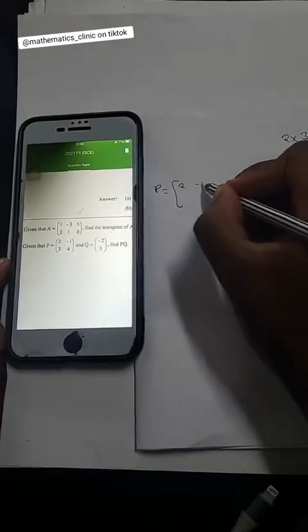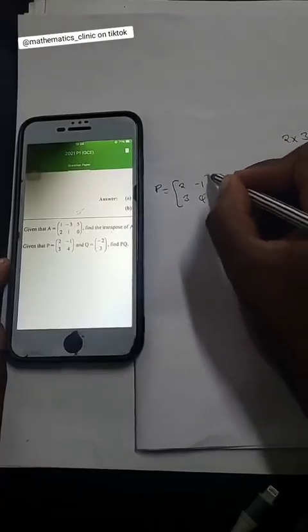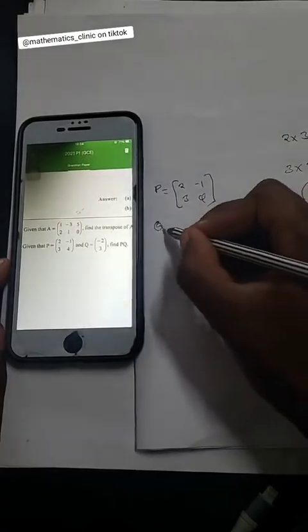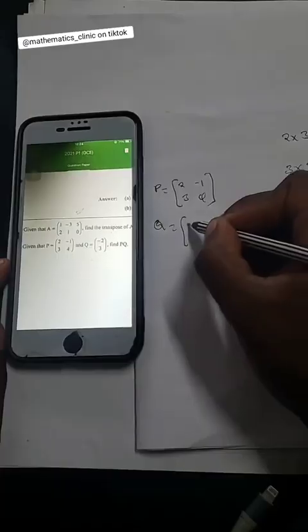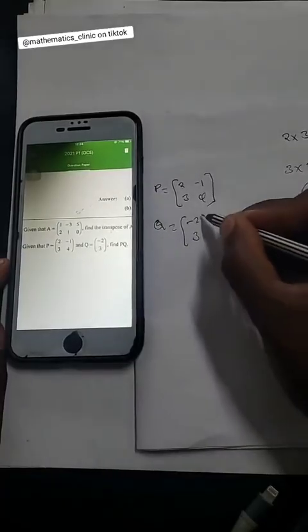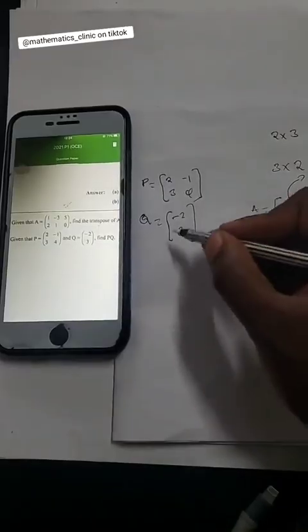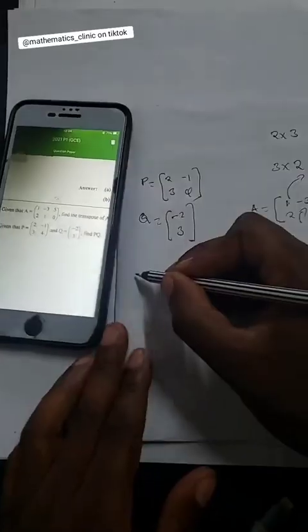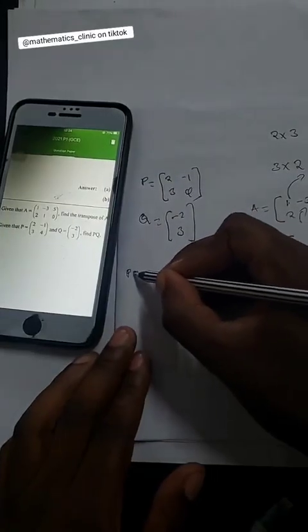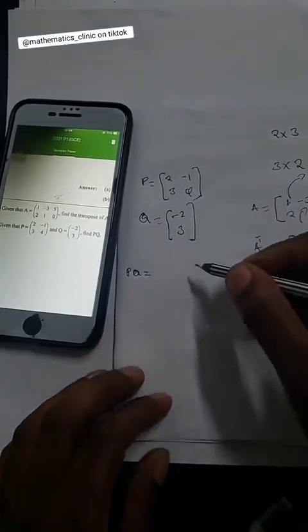Okay, 2, -1, 3, 4 is P, then our Q is equal to -2, 3. So, my good friends, we are finding the product PQ. So, how do we get to find this product?